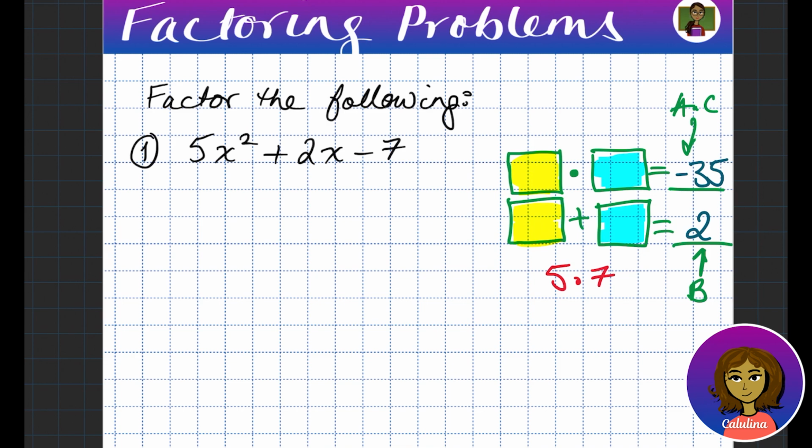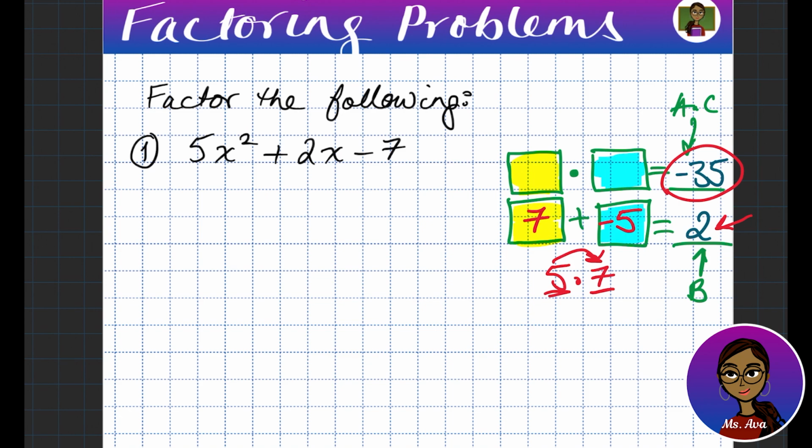I'm not sure. Okay, let me try explaining that again. So we have these two numbers, the 5 and the 7. When we multiply them, it has to give us a -35. And then when we add whatever those two numbers are, it has to give us a +2. So maybe the arrangement that would work here is, let's say if we use a 7 and a -5, right?